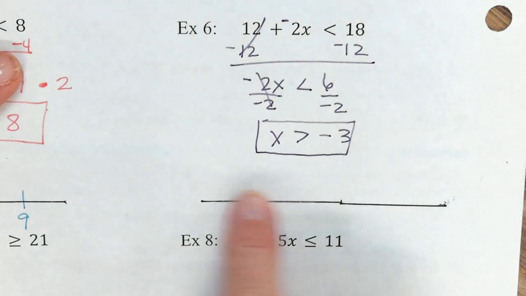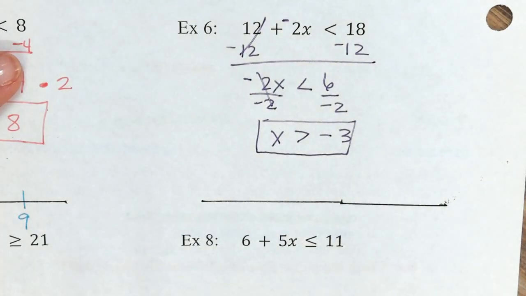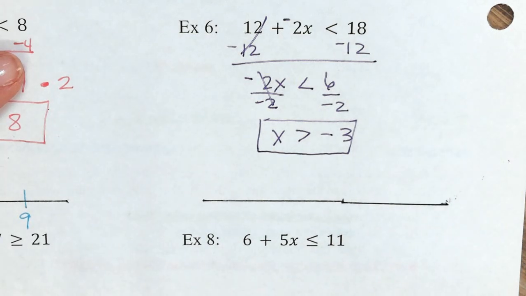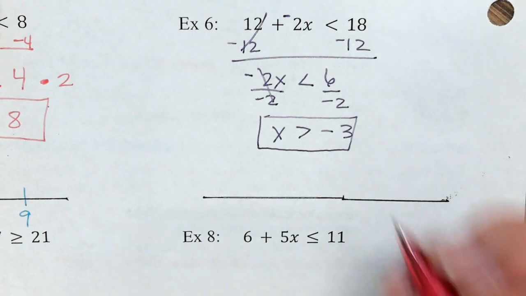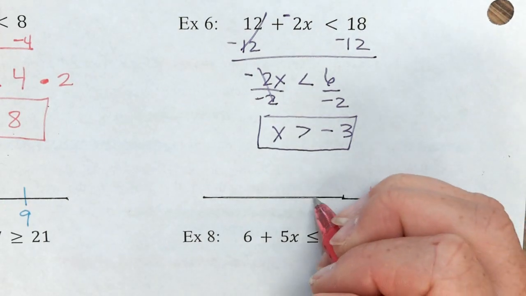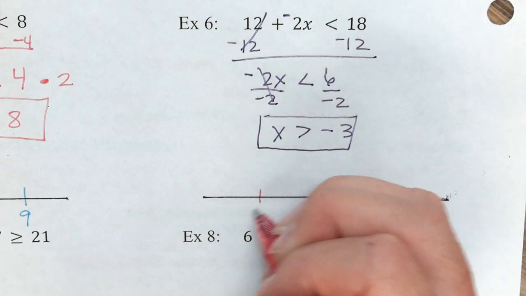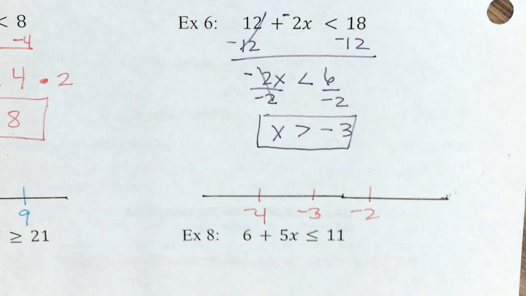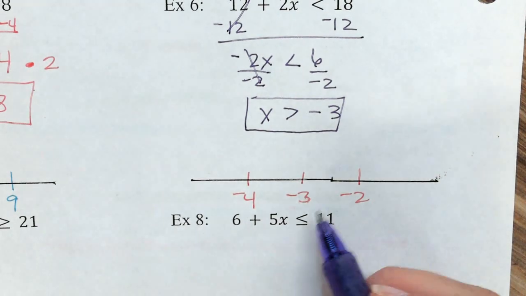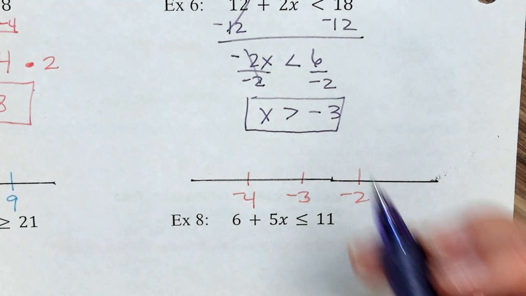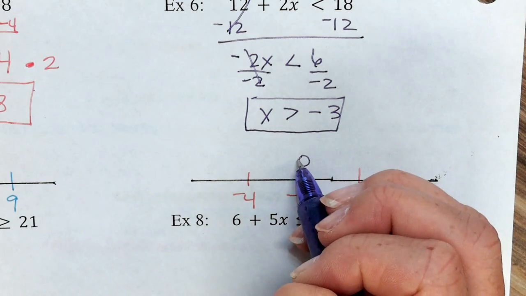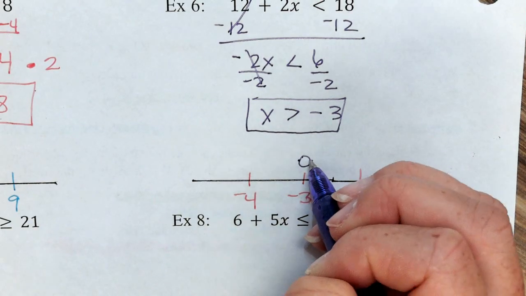Now, on this number line, please don't put going left to right, -3, -4. Remember that it's backwards for negatives. So this would be -2, this would be -3, this would be -4. Does that make sense? All right, what kind of circle goes above the -3? Open. And it goes to the right.